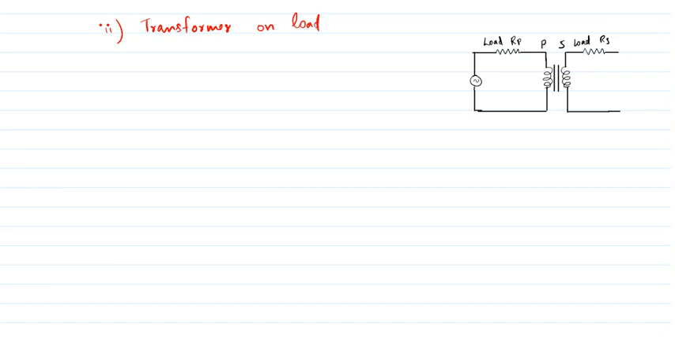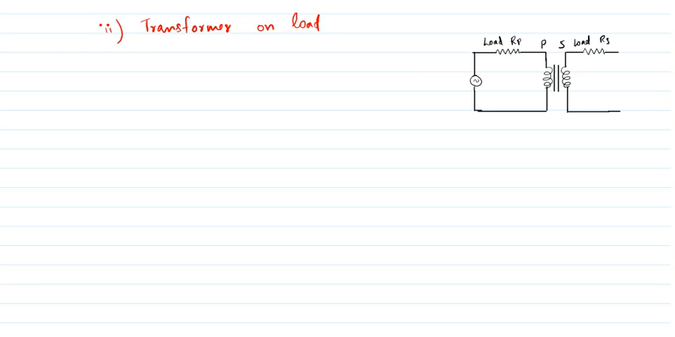So, transformer on load, you can see that there will be some load resistance. RP is connected to the primary and RS is connected to the secondary. Then we know that the applied voltage will be equal to the induced EMF. It depends on the resistance too. So the current in the circuit, the induced EMF will be equal to the potential drop across the resistance too.